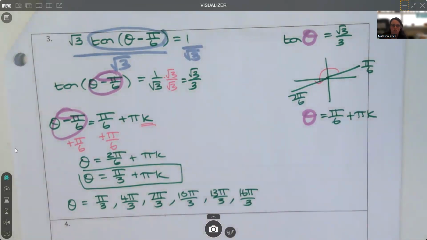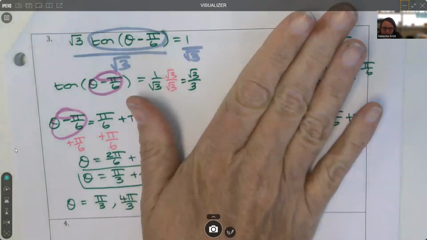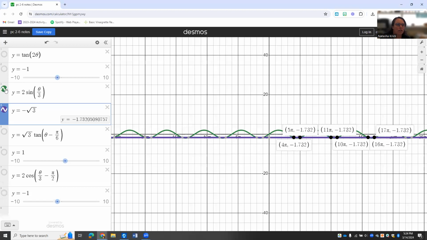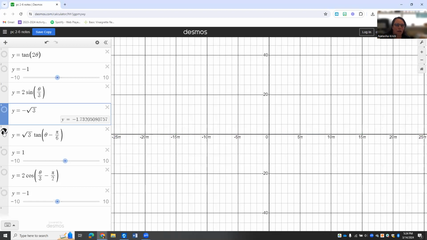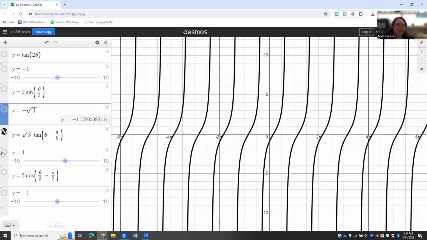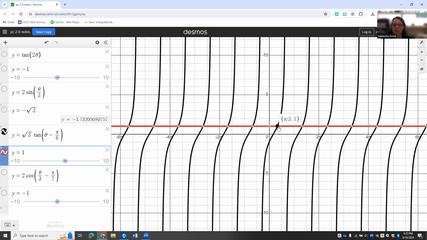Again, if we wanted to just do all of the solutions between 0 and 2 pi, I would have just stopped right there. It would have just been those two. So read carefully what the question is asking you as to how many solutions you want. If we look at this one graphically, this is what it's going to look like. Let me zoom back to the way it was. And so we can see our first solution here is pi over 3, 4 pi over 3, 7 pi over 3, 10 pi over 3, 13 pi over 3, and 16 pi over 3.